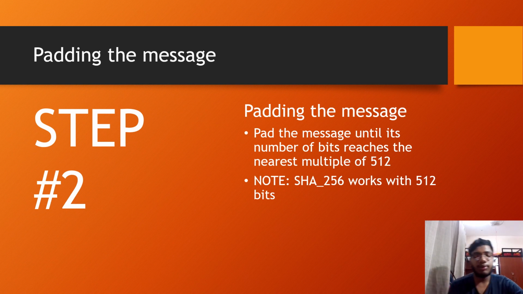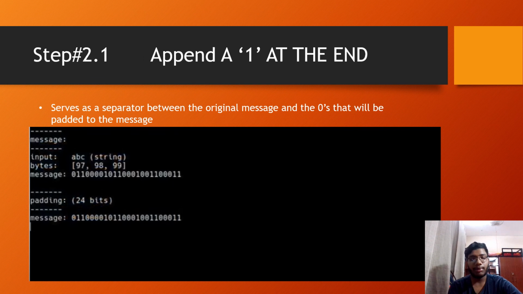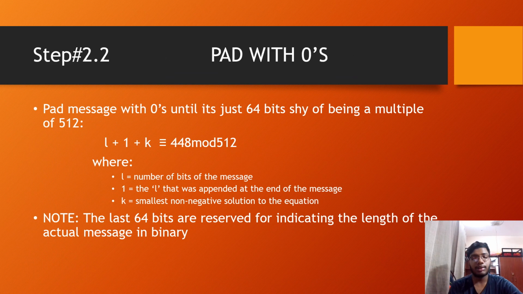It is simple. We will just add zeros to the message, but before we do that, we will first have to append a 1 at the end of the message to serve as a separator between the actual message and the trailing zeros that are just padded for expansion. After appending a 1 at the end, we will have to start padding the message with zeros.